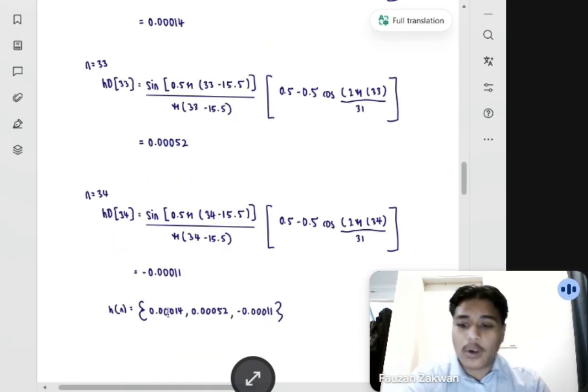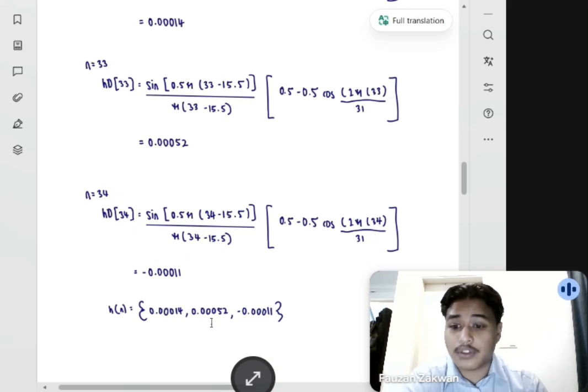So for the total of the equation that we require, filter order 3235, the first one is 0.0014. Next one is 0.00052 and the last one is negative 0.00011. So that's all from me.